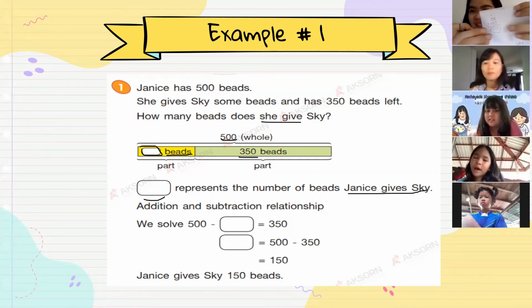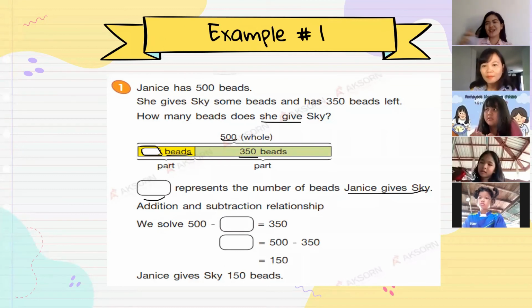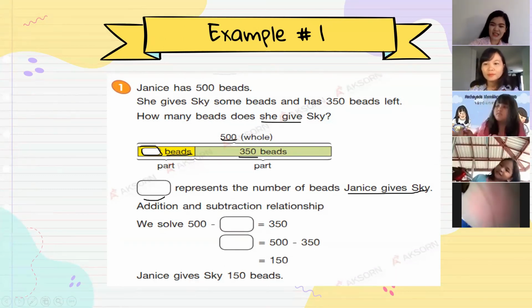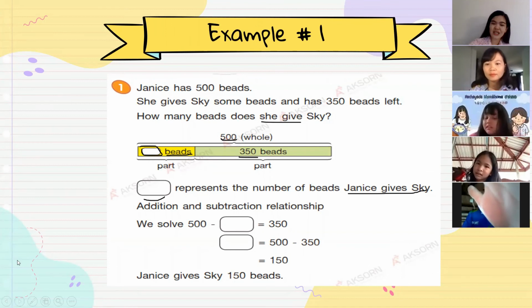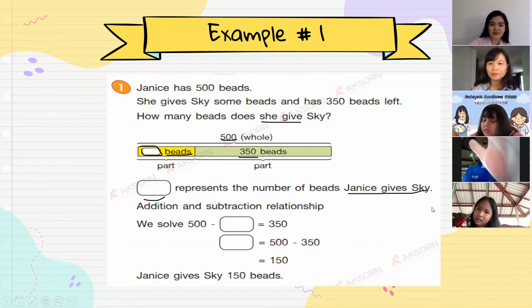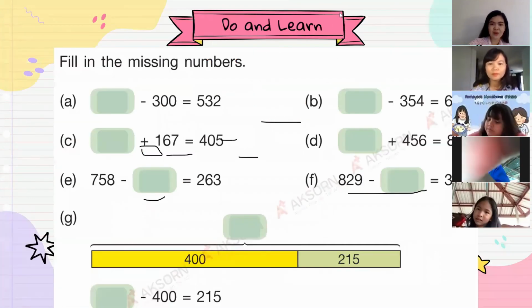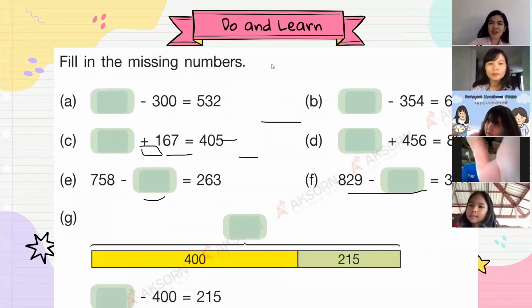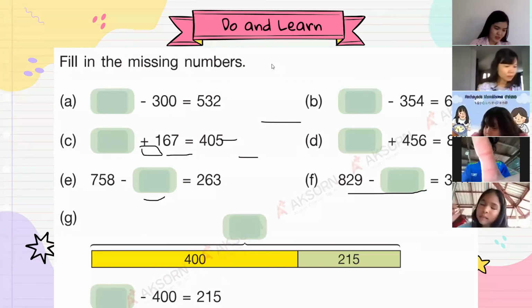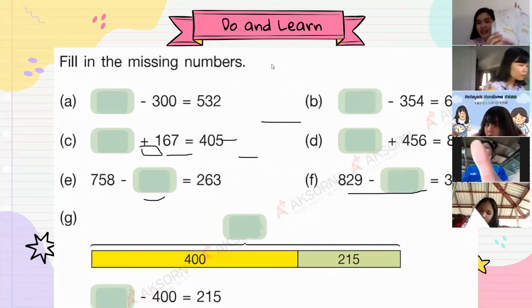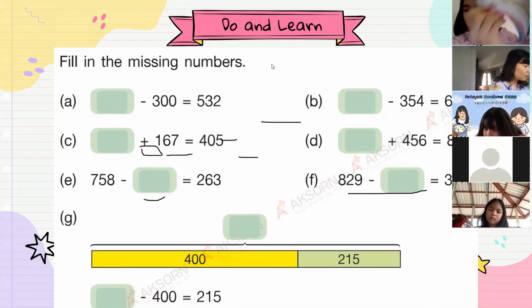Very good. So it is 500. So that's why the answer is 150. Very good. So you can open your book on page 118 and let's answer it all together.